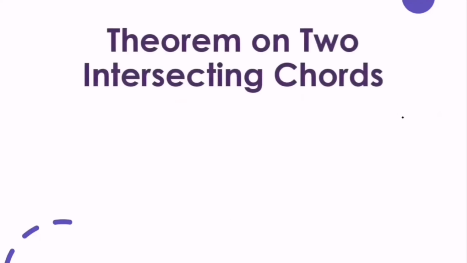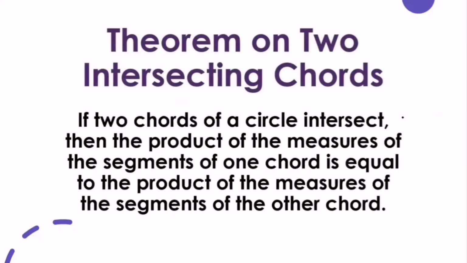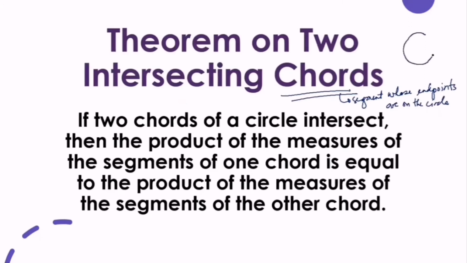On the theorem on two intersecting chords, let us remember that a chord is a segment whose endpoints are on the circle, meaning they are right there on the circle. So that is a chord. I hope you could recall that. But the topic here is two intersecting chords. So we have two chords that intersect.